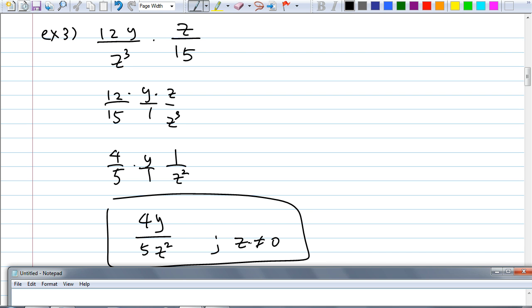All right. So this time the z didn't go away, but looking at the very original one, you had z on the denominator. So you have to tell the reader this would only work if z isn't 0, because if it was, then you get an undefined fraction, an undefined expression. Okay, any question?